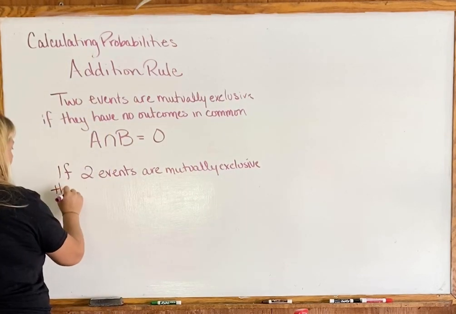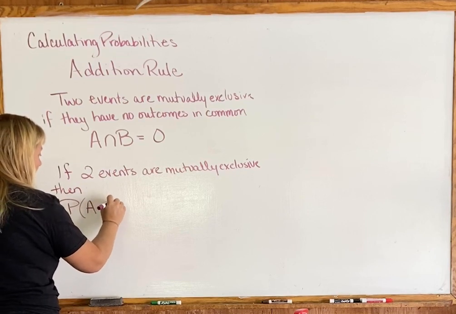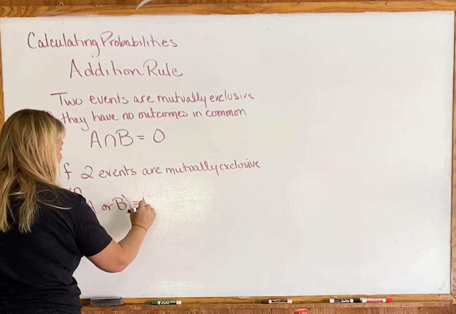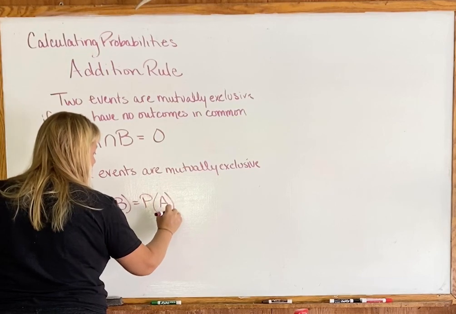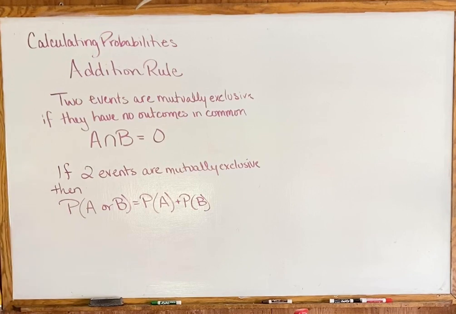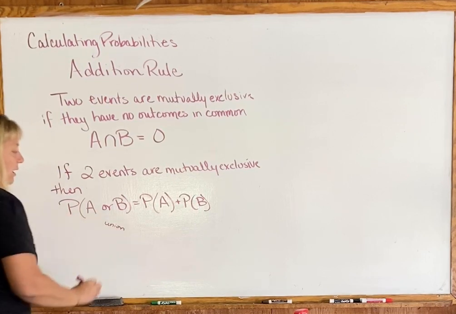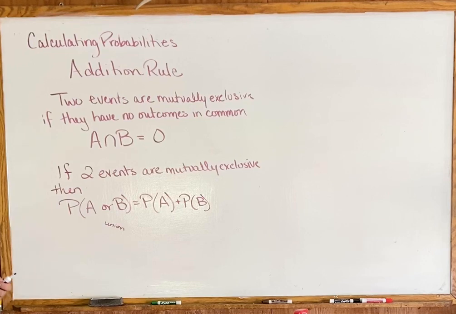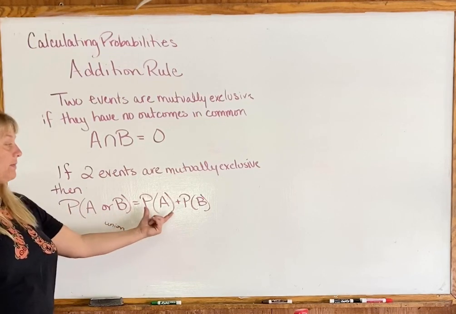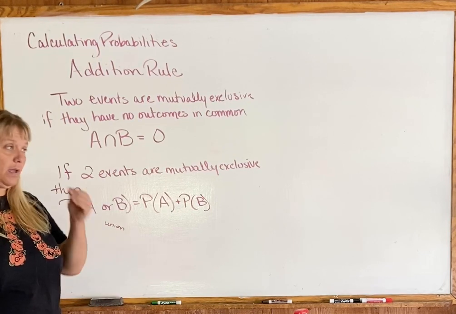Okay? Now that's important for the addition rule, because the addition rule says if two events are mutually exclusive, then the probability of A or B is equal to the probability of A plus the probability of B. So if you're looking for one thing or another, just a little reminder in notation-wise, this is union. So if you want the probability of A or B and they have no overlap, this becomes a straight addition problem, which makes life really easy, okay?